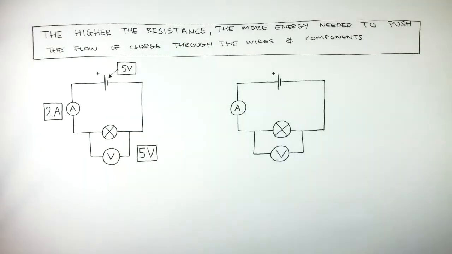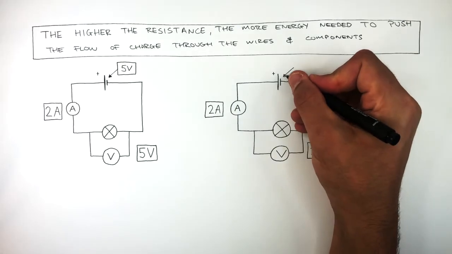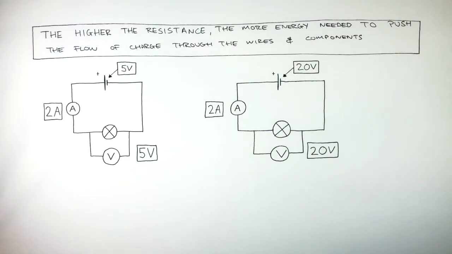Here is another series circuit containing the same components. This time, the ammeter reads 2 amps as well. However, the voltmeter reads 20 volts. This means the cell must be 20 volts as well. We're going to use these two circuits to explain how current and potential difference are linked to resistance.